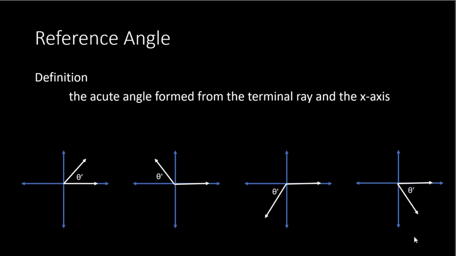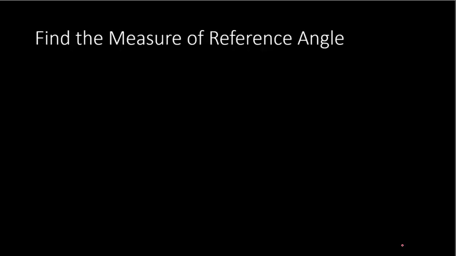So let's practice a couple where we are to find the measure of the reference angle. For this one, if you're given angle equaling 135 degrees, what is the measure of the reference angle? So 135 degrees would be over here in quadrant 2, between 90 and 180. And the reference angle would be this angle right in here.